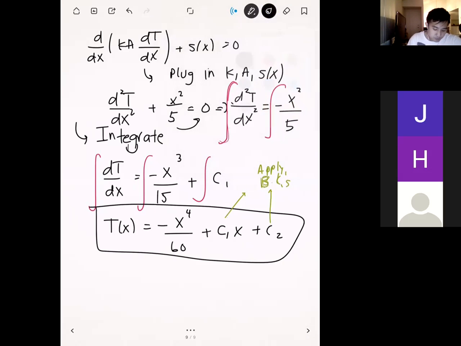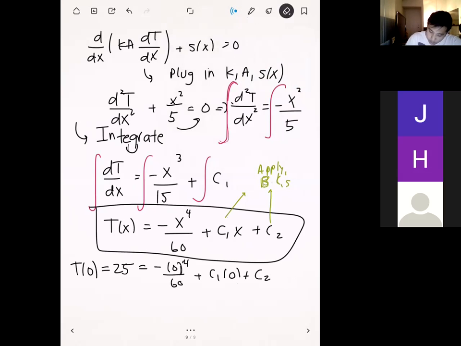Let me apply our Dirichlet boundary condition first, just because this is pretty easy. Our Dirichlet boundary condition was simply T of 0 is equal to 25. We're going to take our expression here and plug in 0 for everything. So we have minus 0 to the fourth over 60 plus C1 times 0 plus C2. Since these terms are 0, they just cancel out, so we get C2 is equal to 25.